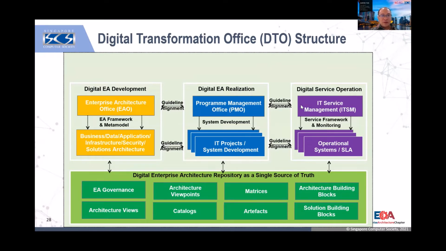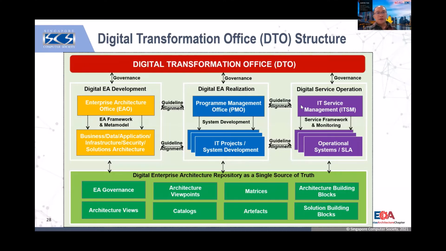Then once we define it in the enterprise architecture office, the program management office will be able to pick it up and update it into the solutioning. After that, of course, the last, the IT service management team, should also be able to carry out the so-called support. So that's the structure of the digital transformation office, overseeing end to end, right?